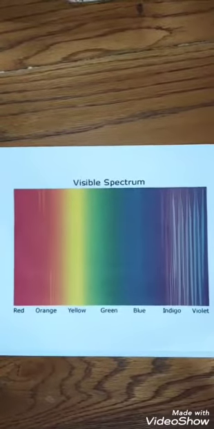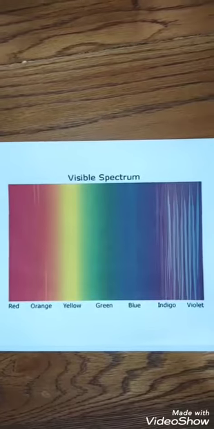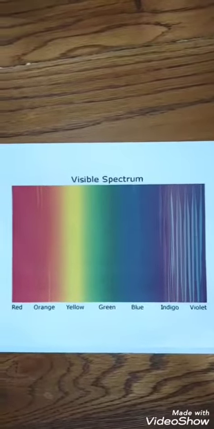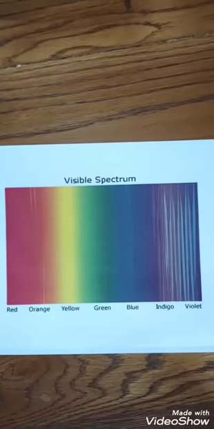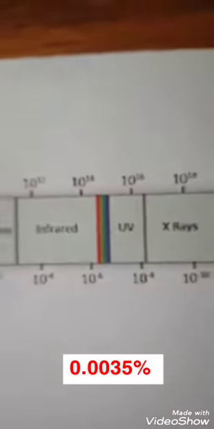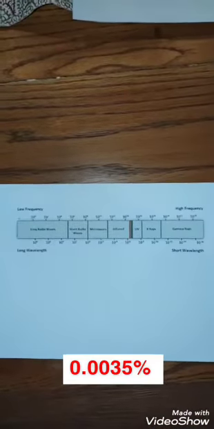People aren't wired to see colors outside of certain frequencies. This range of frequency is called the visual spectrum, which covers less than 0.0035% of the electromagnetic spectrum. Here you can see the visual spectrum, and here you can see the entire electromagnetic spectrum.